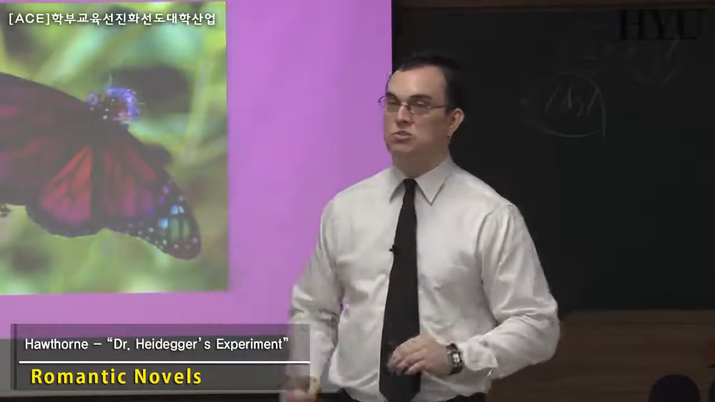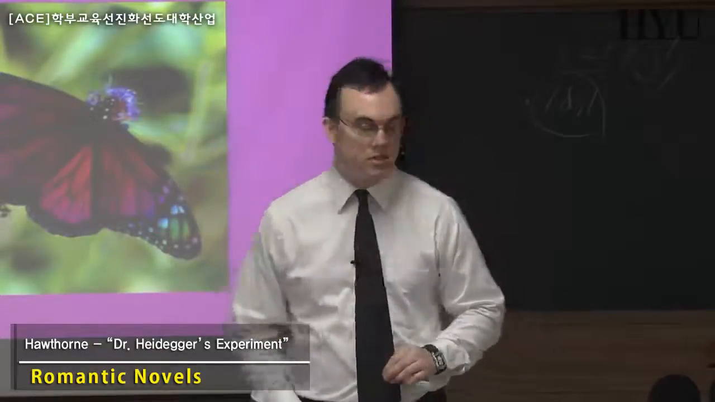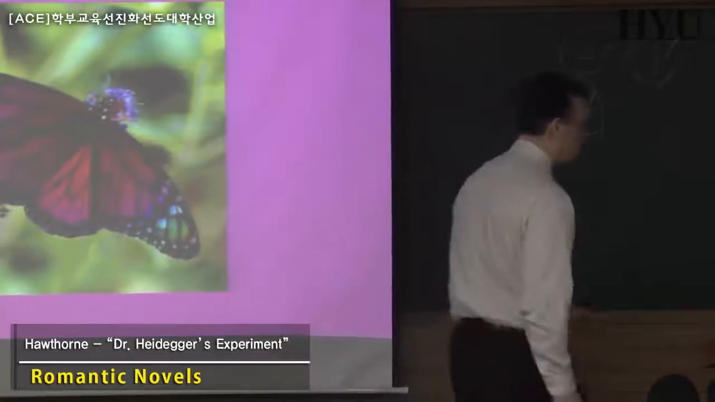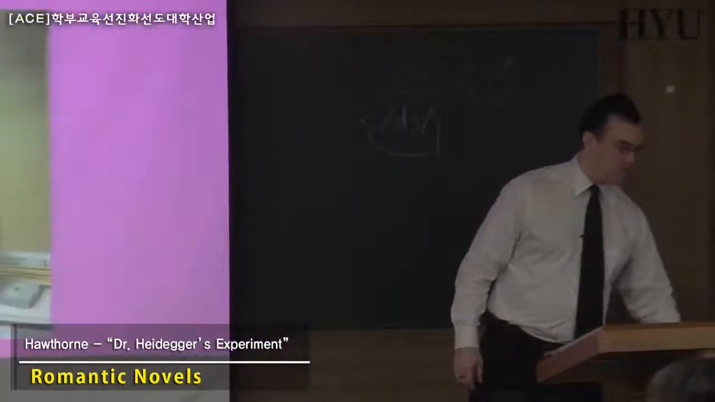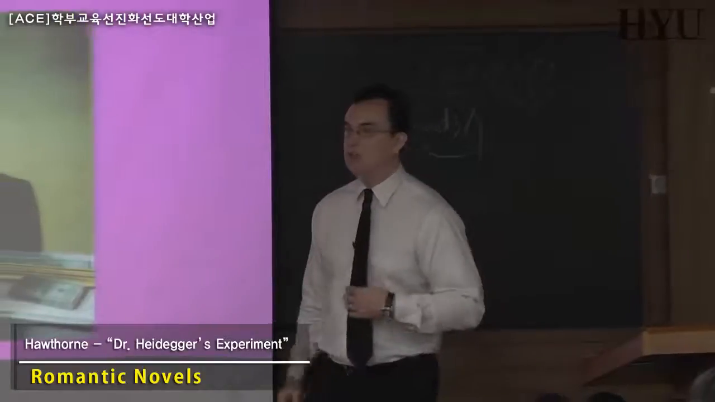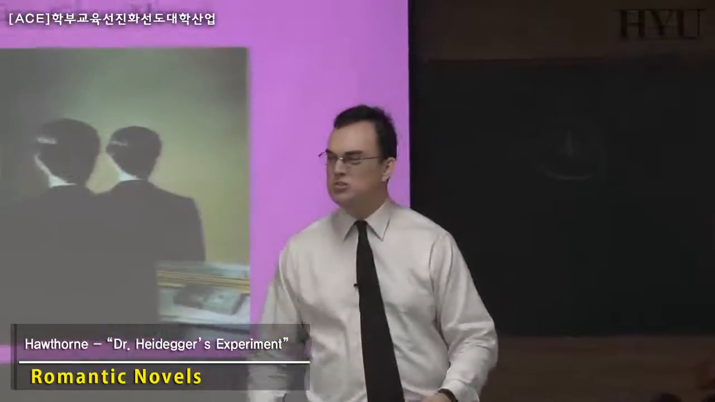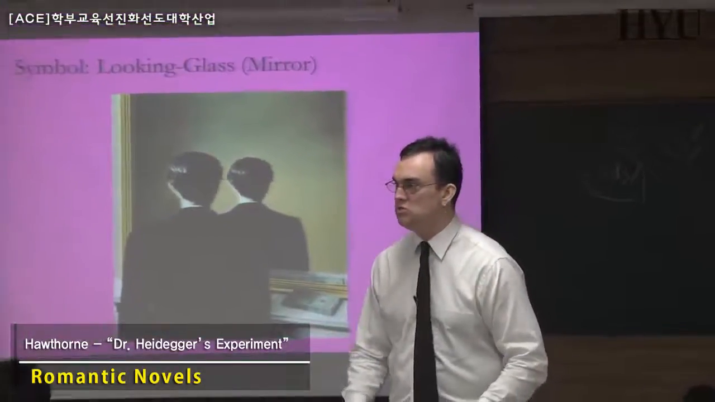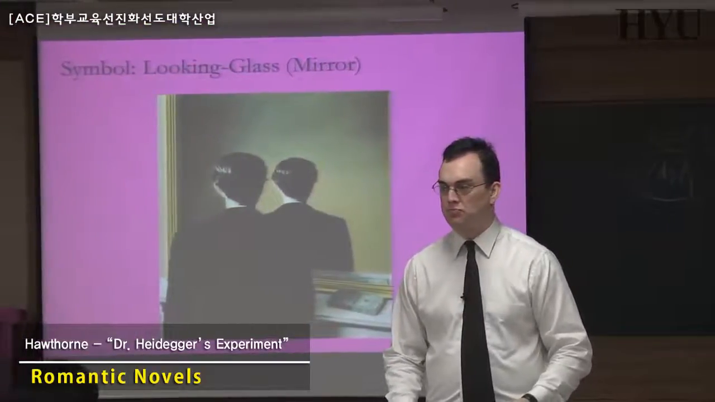So to close out, let's come back to those last three symbols, right? Just to go over them. So first of all, we had the looking glass or the mirror. How does that function in the story? What does it do? It shows them how they really are.